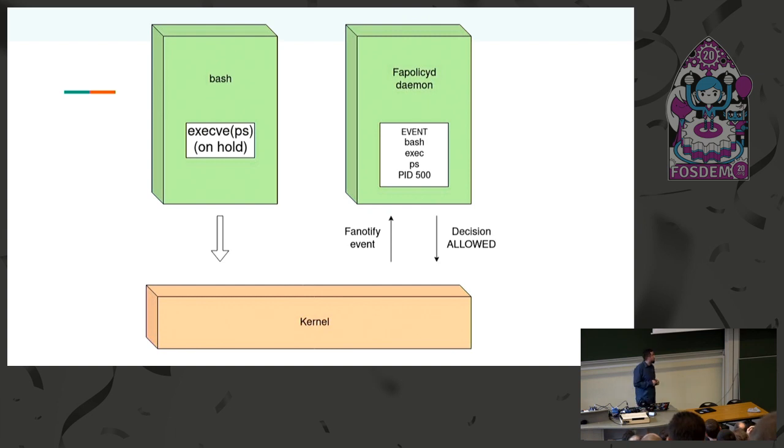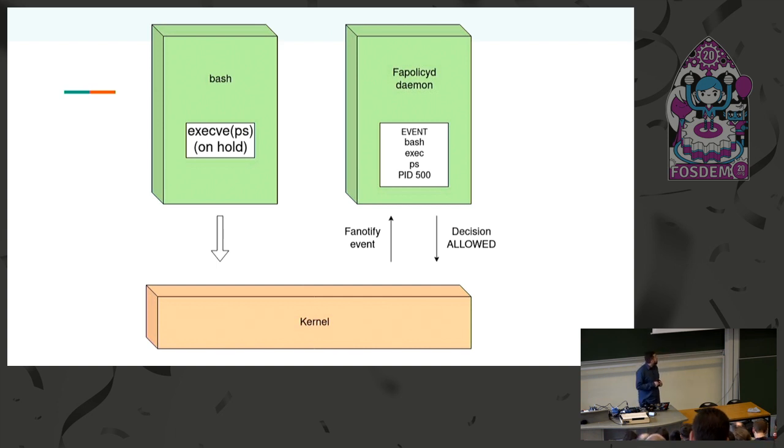So this is a very simple scenario of how fanotify can work. We have two processes here. The first on the left is bash, which is being watched, and it would like to run a ps command, a standard Linux utility. Execution of this system call will be on hold, and the kernel will notify the daemon, which is the watcher in this case, the fapolicyd daemon. It sends an event to this daemon, and the daemon can see that something is happening on the system. We can see from the event that bash is going to execute the ps command with such an ID. And this daemon has to decide what to do with it.